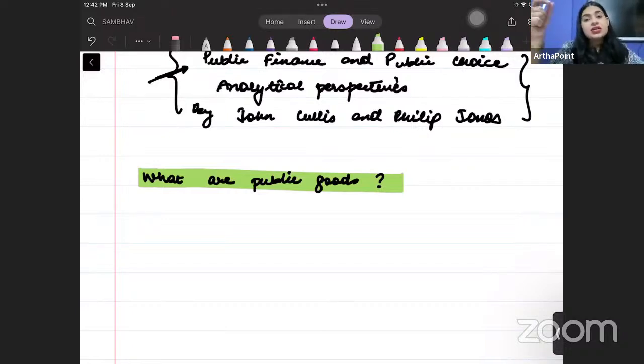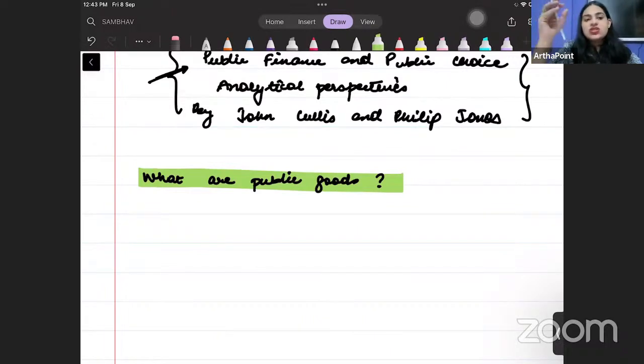So the park is a public good. When I consume the park, it does not reduce the park available for you. Clear? So how did Samuelson define this? Any good which can be enjoyed by all, but it does not lead to subtraction of the good. That is how he defined it. Okay?